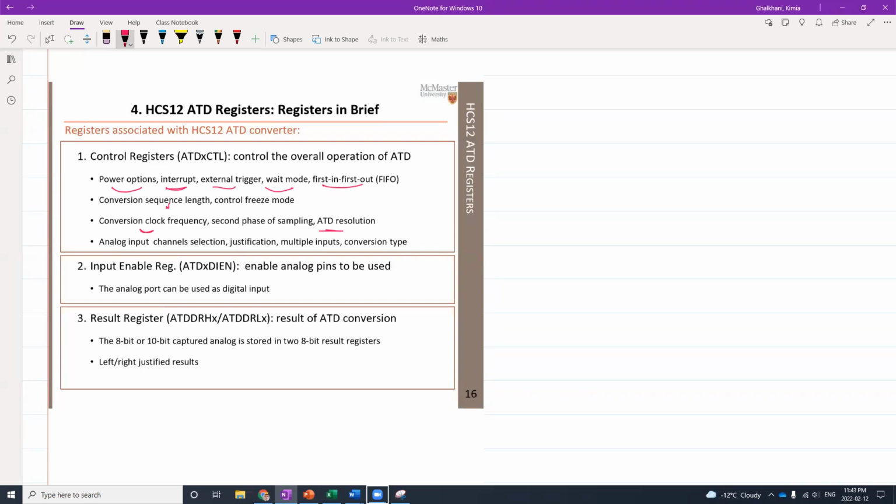That can be either 8-bit or 10-bit, and we have discussed considering 8-bit for our application. Also, the analog input channels that we have, you can justify them, which means how you want to write your binary value, either from left to right or from right to left. And also how many inputs you want, one or maybe multiple inputs. And of course the conversion type. These are what you have for this microcontroller in the lab.